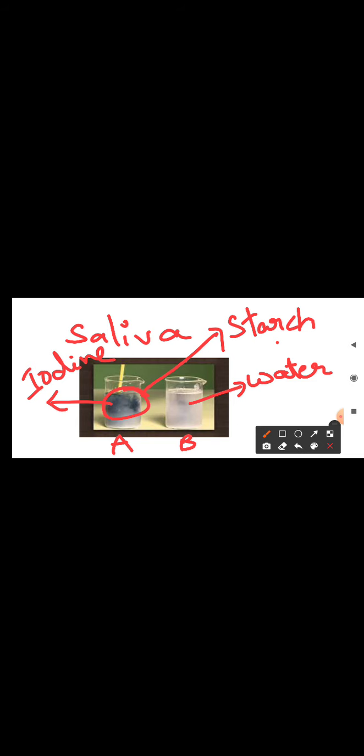Are you finding any change? Dark blue color is appearing, but it is not changing to the blue black color. When it is not changing to blue black color, this indicates that there is no starch here. That means the starch has been converted into simple sugar. So this activity explains how ptyalin enzyme acts on carbohydrate food and converts starch into simple sugar. You can understand by this activity, children.